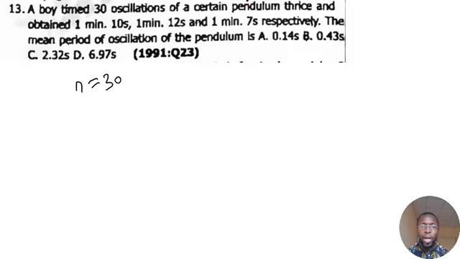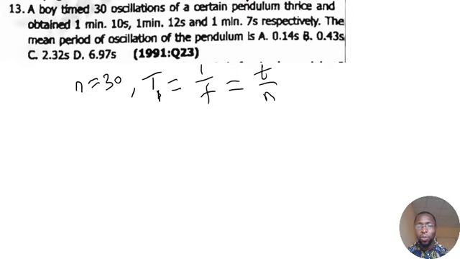These are the times it takes to complete these oscillations. So the first one we got 1 minute. So we have T1. For our T1, the formula for period, we say it is 1 over f. Aside from that, it's also t over n. So I've brought in another formula again now. Aside from 1 over f, period is also t over n.